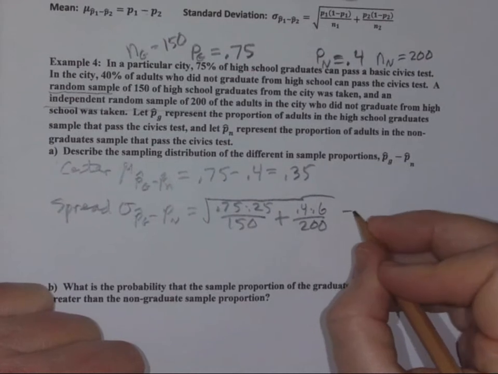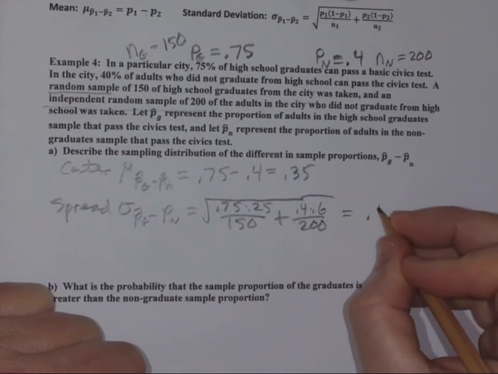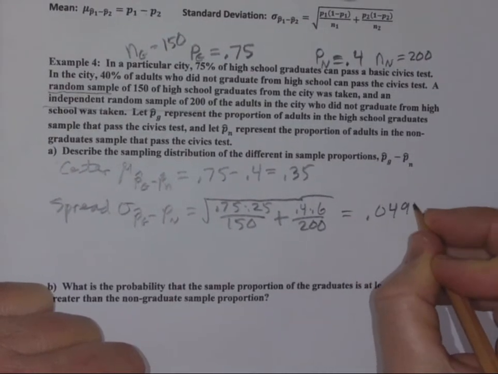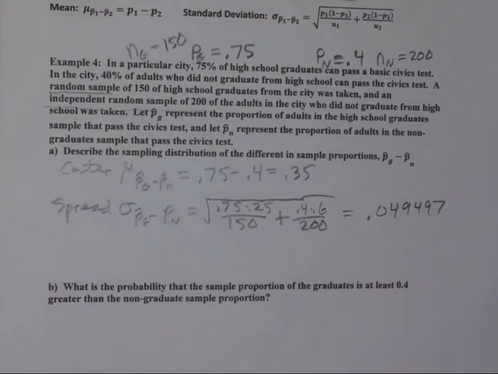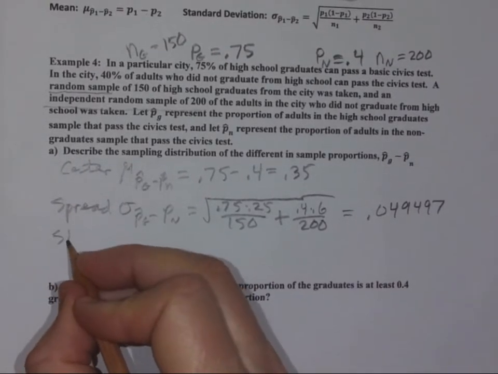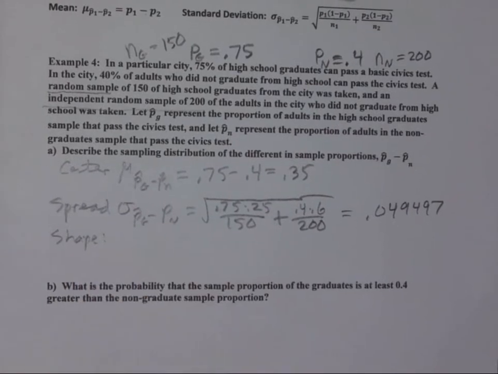And so when you do that, as it turns out, you would get 0.049497. So that's our standard deviation. And then in regards to the shape, well, let's see if it's approximately normal.